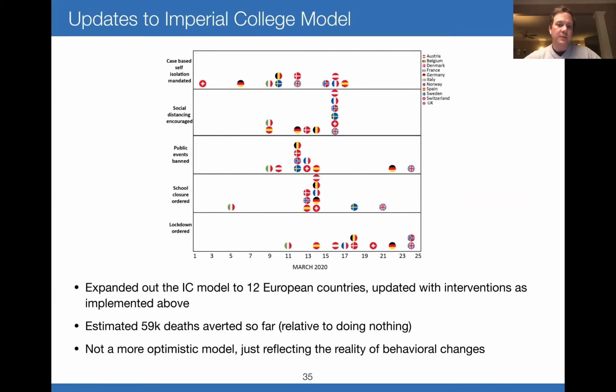There's an update to the Imperial College model just last week that expanded the original model. Remember that projected upwards of 500,000 deaths within the UK, down to around 20,000 deaths, I believe was the revised estimate, and had a projection of upwards of 60,000 deaths that were averted so far as a function of all these massive social changes that happened across Europe over the past month. And you can see this nice diagram of when that occurred in different countries, and they built these into the model. This is not a more optimistic model, though. It's just reflecting the reality of the changes that have occurred. And if the changes to behavior went back to normal, we would get these more dire projections again.